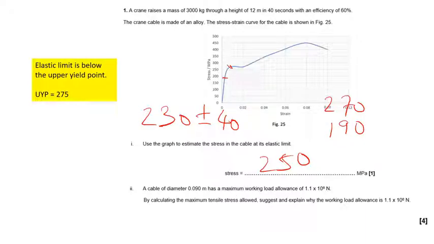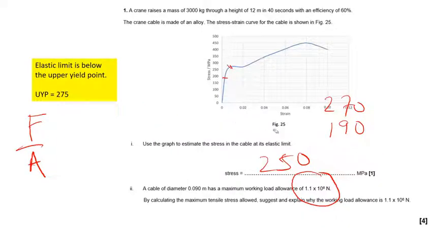Now, by calculating the maximum tensile stress allowed, suggest and explain why the working load allowance is 1.1 times 10 to the 6 newtons. So stress is force divided by area. You're given that the maximum load allowance is that. So, we need to work out the area.